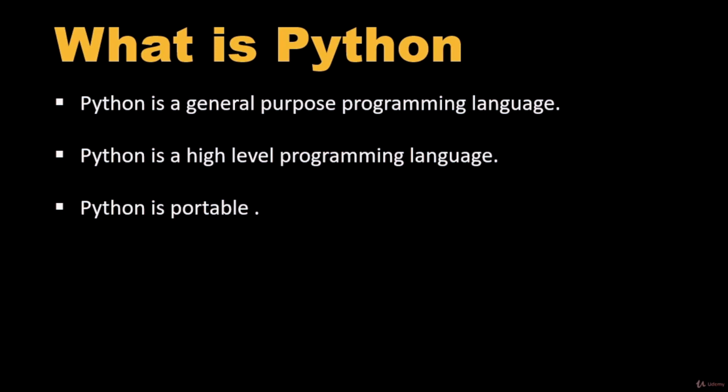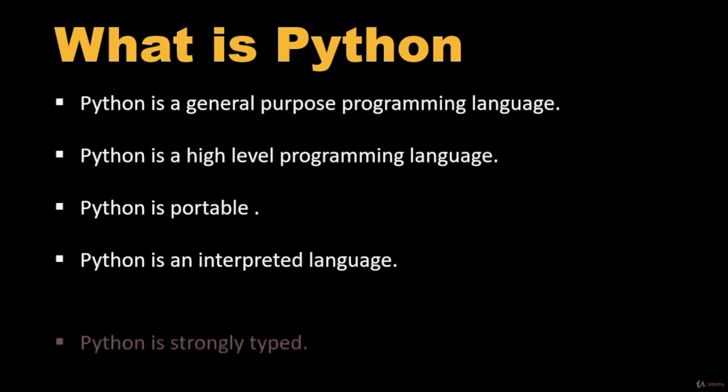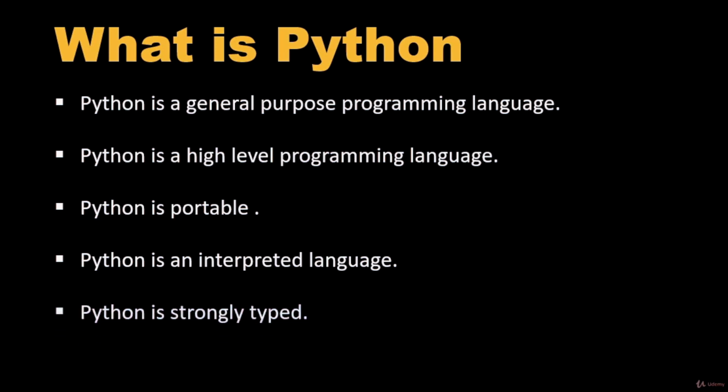Python is an interpreted language. Python is called an interpreted language because it goes through an interpreter, which turns code you write into the language understood by your computer's processor. Python is strongly typed. Strongly typed languages don't convert data from one type to another type automatically.